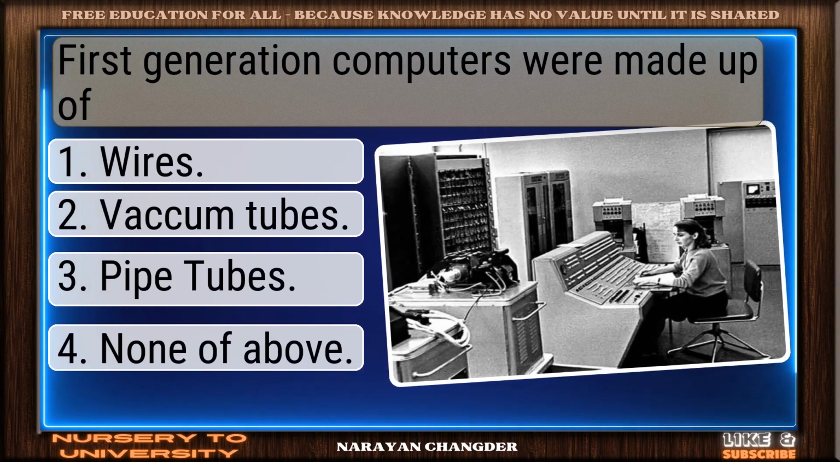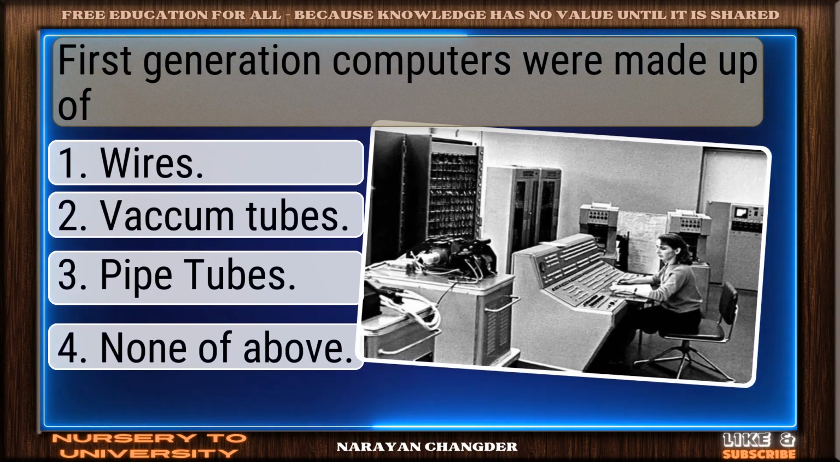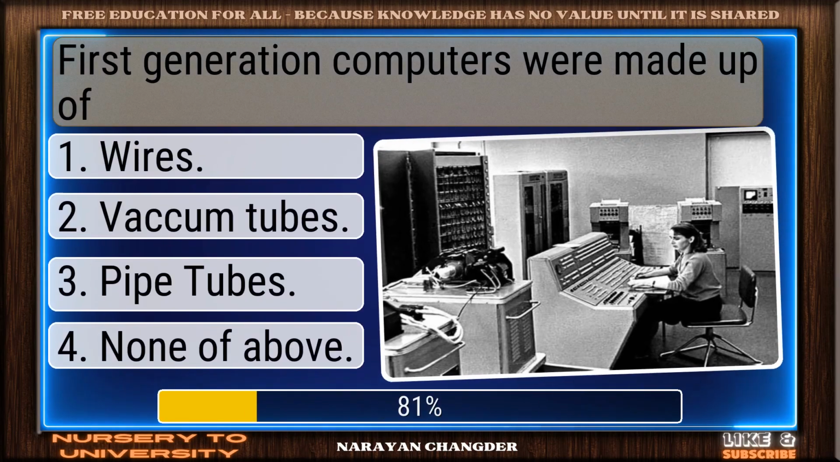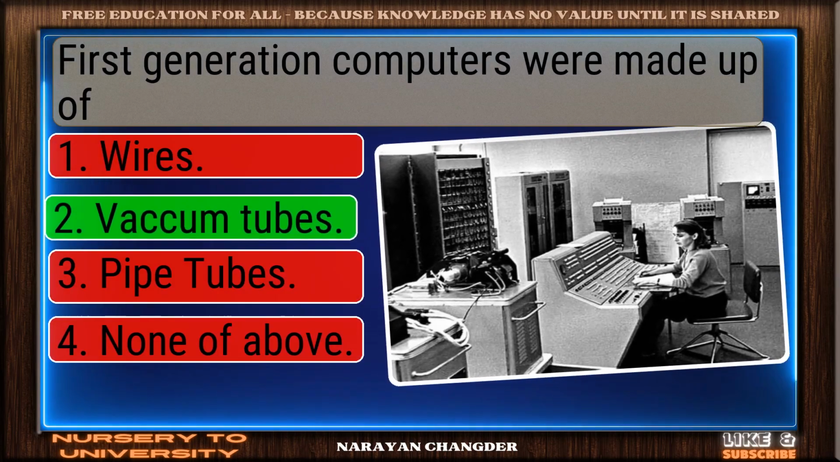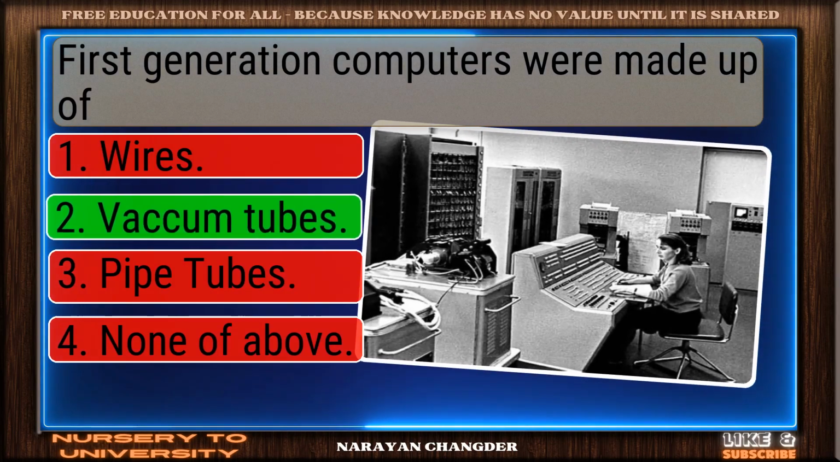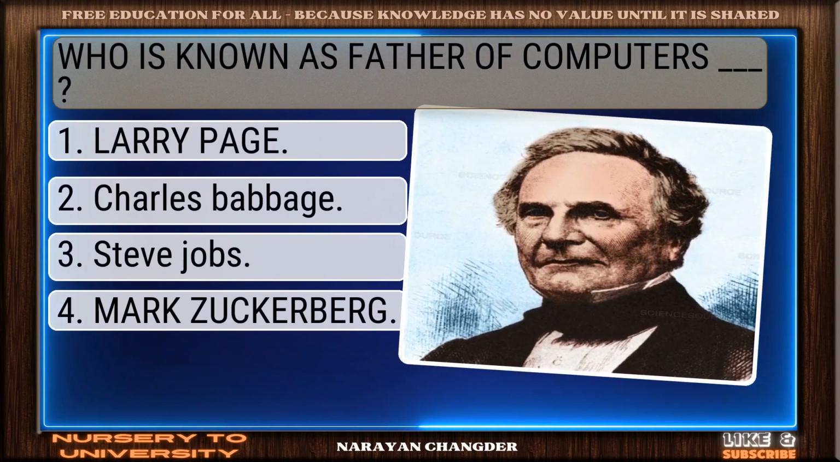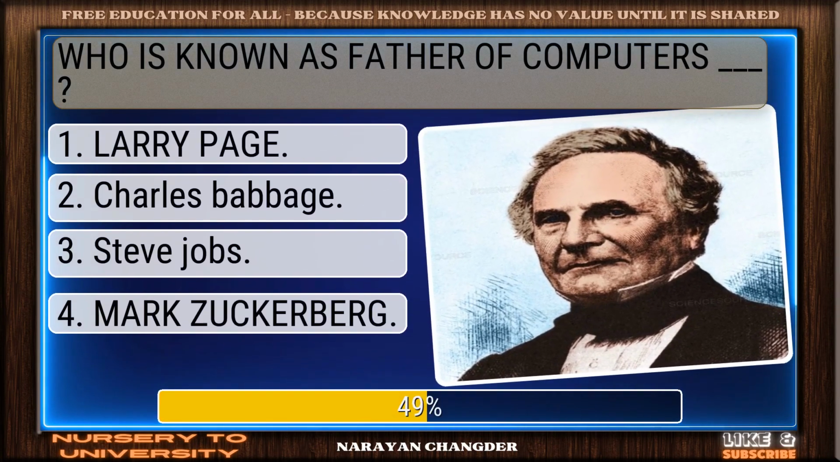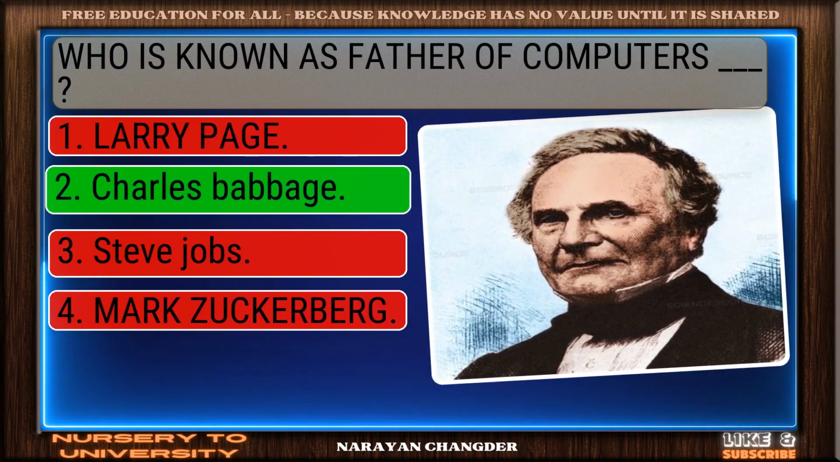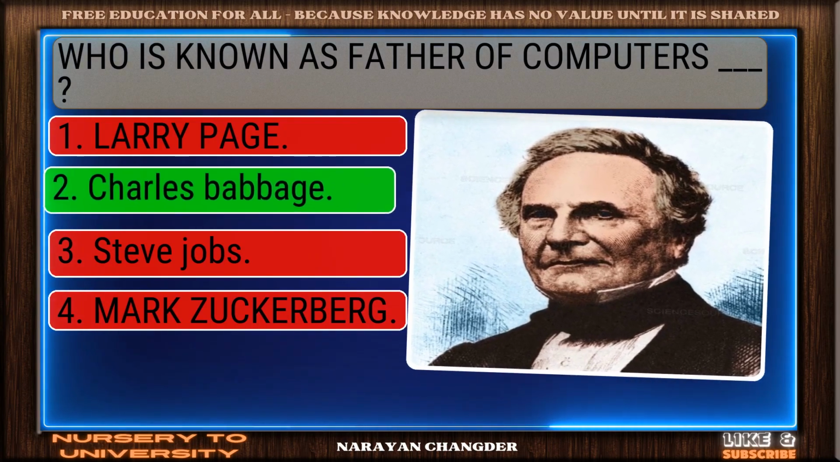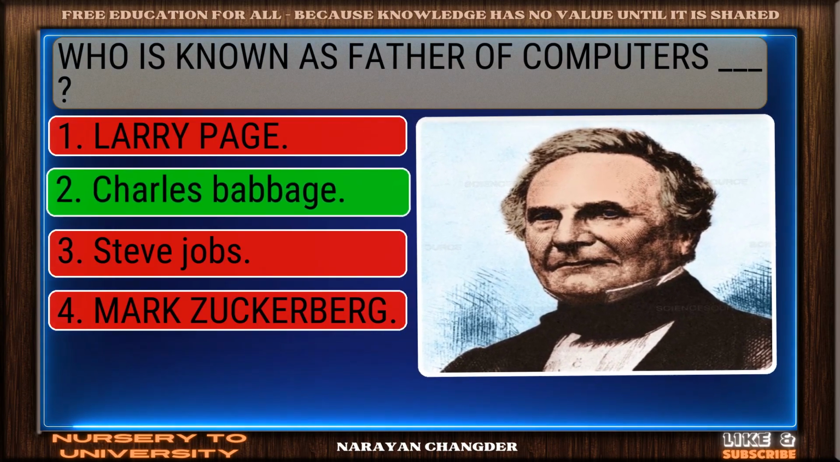Question number 41. First generation computers were made up of? Nice selection. Vacuum tubes is the correct and valid answer. Question number 42. Who is known as father of computers dash? Great job. Charles Babbage is the accurate answer.